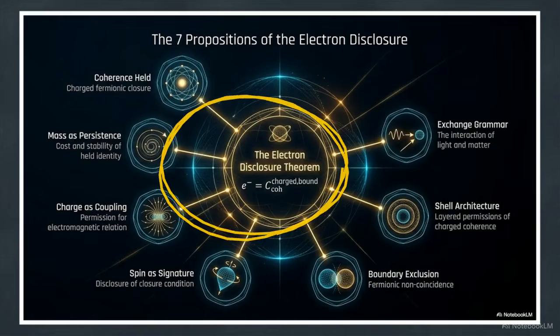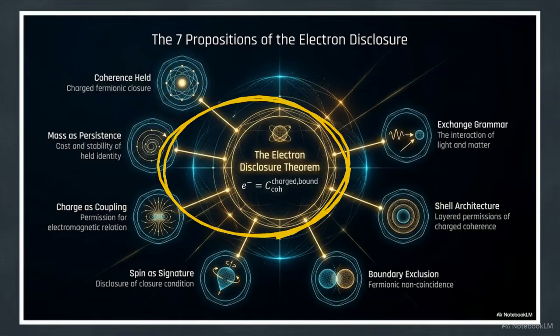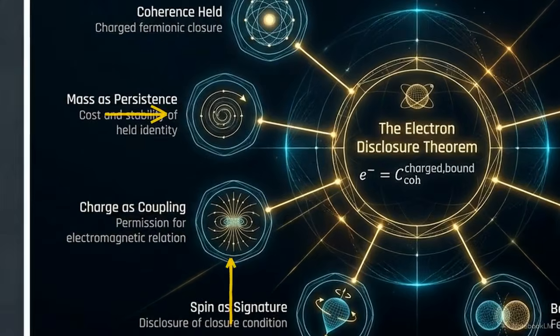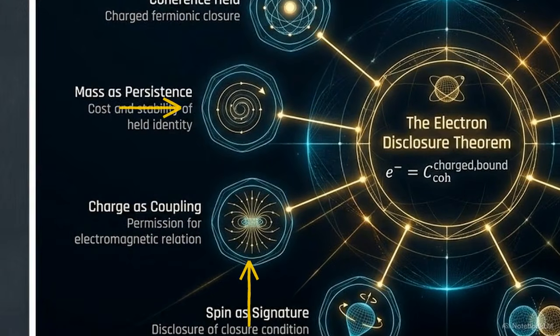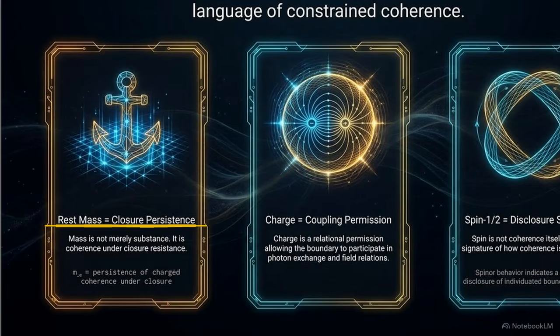Translating the constants of quantum mechanics requires a unified language of constrained coherence. We have to map properties like mass and charge to specific structural disclosures. On the far left, rest mass represents closure persistence. When coherence is held in a resting boundary, it generates a measurable resistance across time. Mass is the stability cost of maintaining that distinct, localized identity.